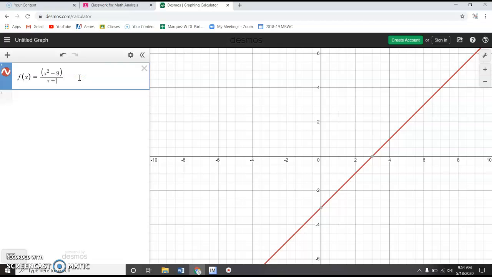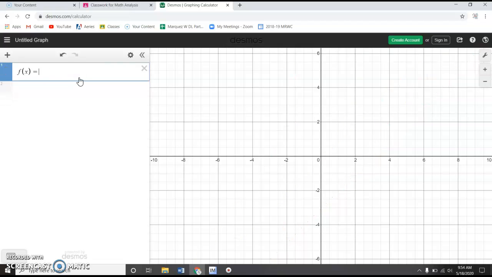So if we change this to g of x, so we're going to have g of x is equal to x minus 3. So now it looks like exactly the same graph, except when I come here at x is negative 3, and I click and hold down, do you see that? Let me get right to the point I'm looking for. It does tell me negative 3, negative 6, so that point is included.